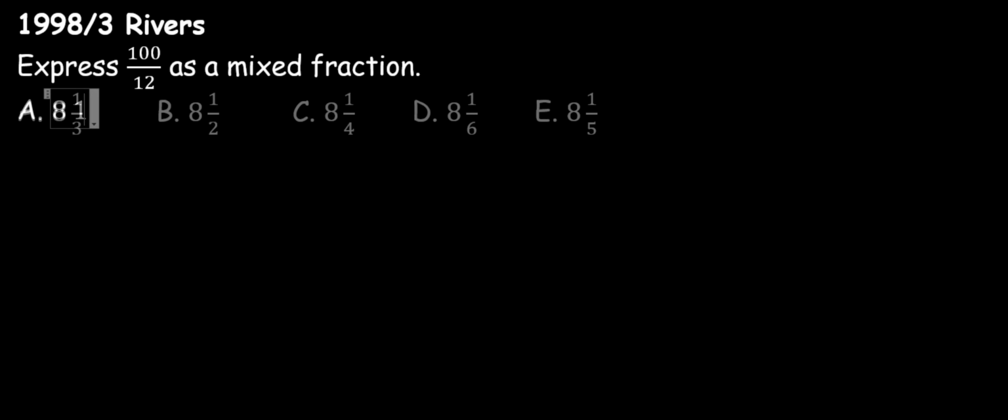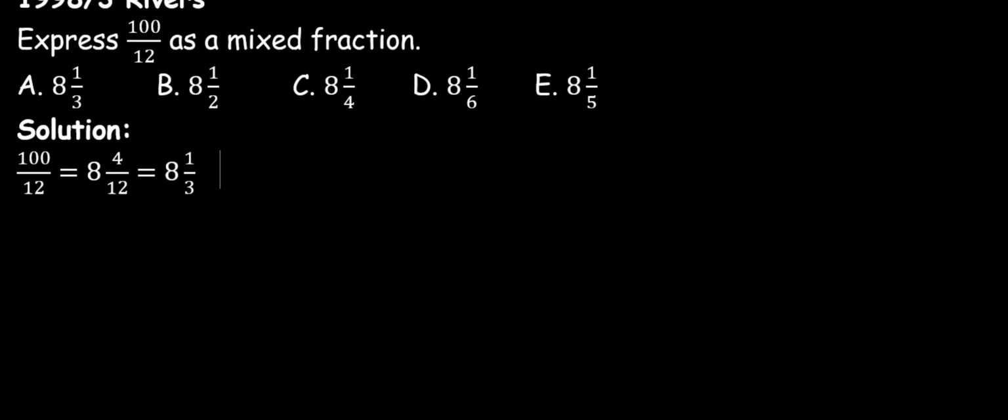Express 100/12 as a mixed fraction. The options are given. Solution. 100/12 is equal to 8 whole number 4/12. Thus 12 can go into 100 8 times and you'll be left with 4. 8 times 12 gives you 96. So we have 4/12 left. And that 4/12 will reduce further to 1/3. So our final answer is 8 whole number 1/3.